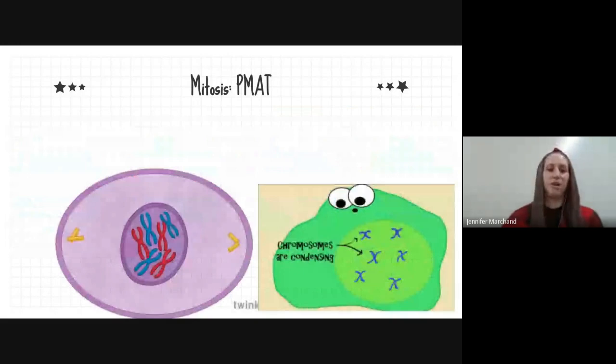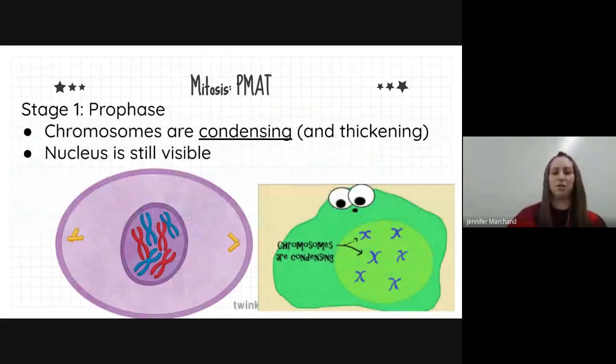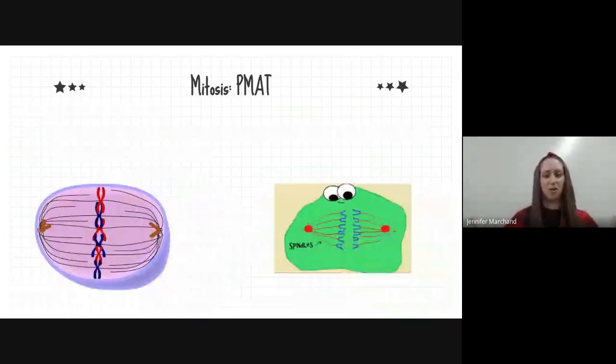First, stage one is prophase. This is when the chromosomes are condensing and also thickening, and the nucleus is still visible. Here, the chromosomes are getting a little smaller, condensing, still very visible, and getting a little bit thicker to make them easier to divide. At the ends of the cell, you have these centrioles, and they help in the formation of the spindle fibers that are going to help in the splitting process, the actual division process of mitosis.